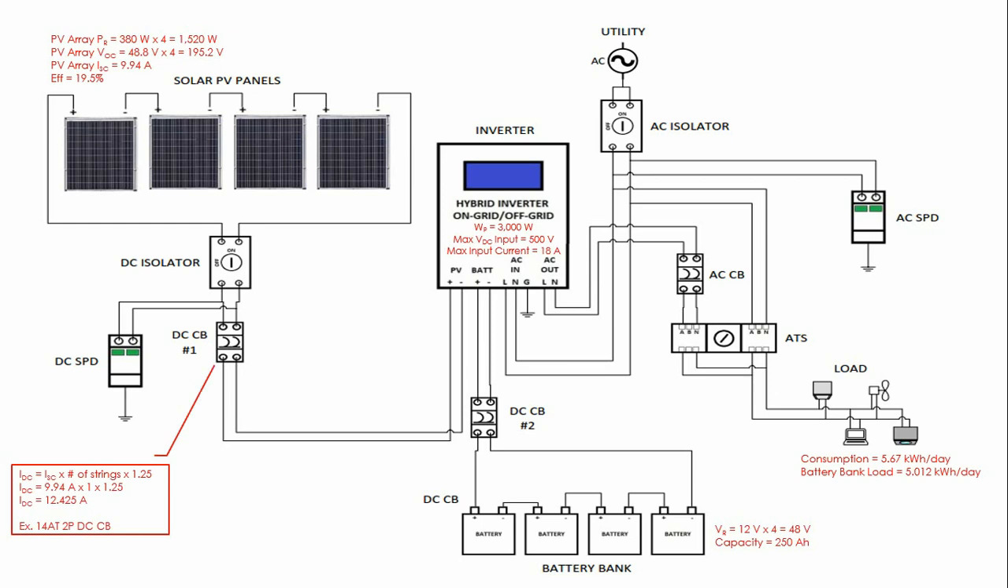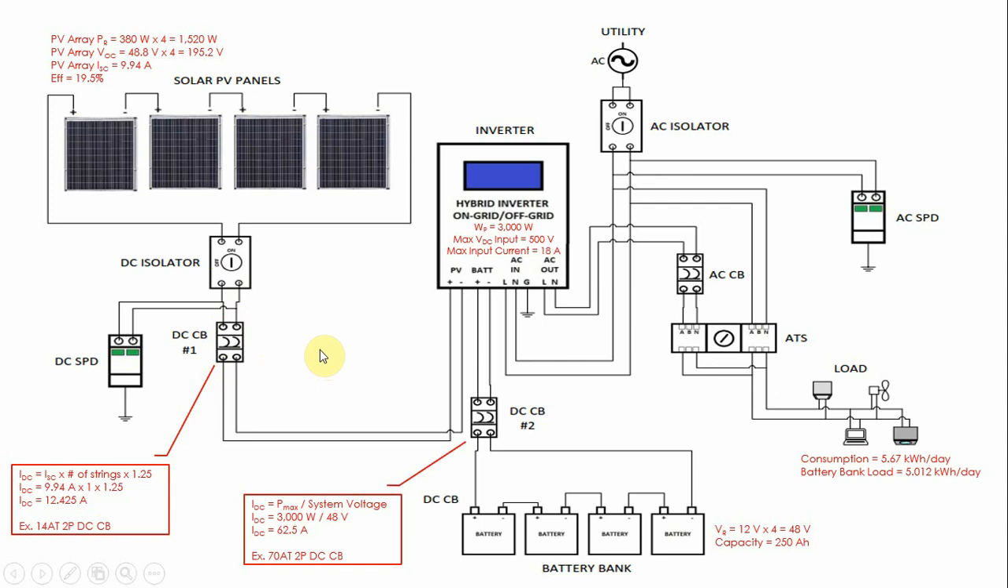Okay, so DC circuit breaker number 1, this one. This is at the output of the solar PV panel. To compute this, we need to multiply the short circuit current of our solar panel, which is 9.94 amps, by the number of strings. In this case, we only have one string of solar panels, and multiply that by 1.25 as the buffer. So the current flowing through here is 12.42 amperes. In this example, we'll choose a 14 ampere trip 2-pole DC circuit breaker.